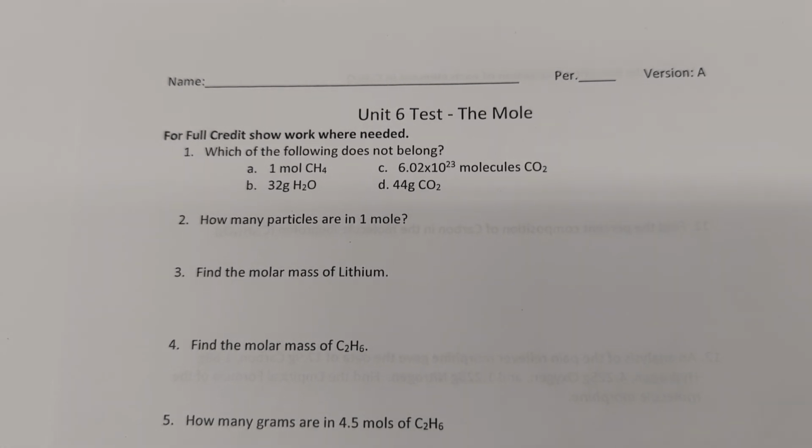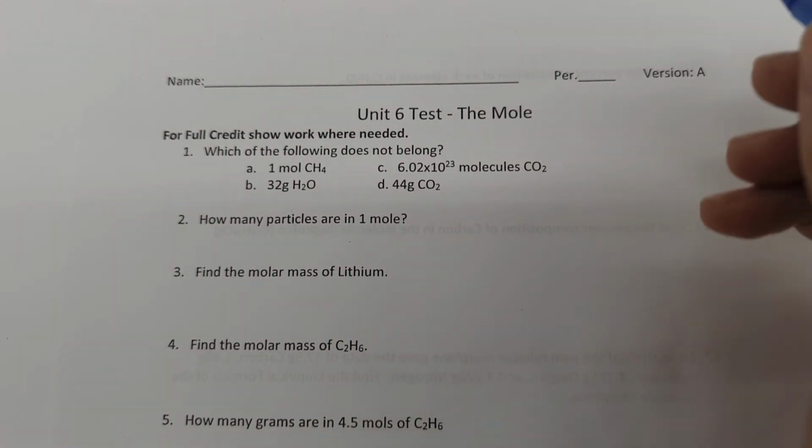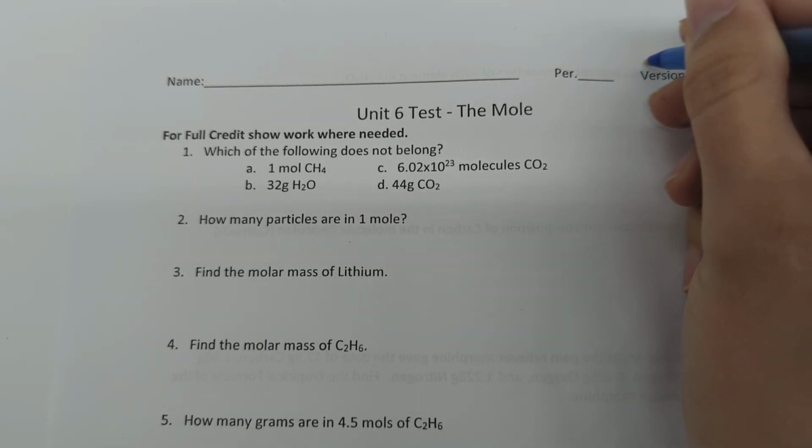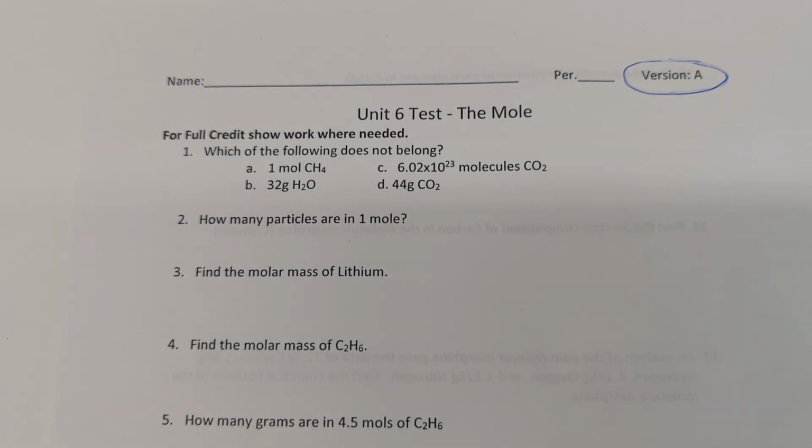In this video, we're going to be looking at the Unit 6 test. This one's specifically version A. So if you got version A, you got the same numbers. If you got a different version, the numbers will be slightly different, but the questions are all basically the same.